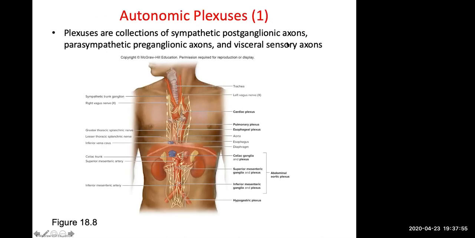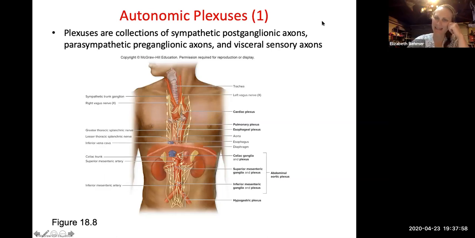Then we'll talk a little bit about autonomic plexuses. And a plexus is any collection of axons, whether they're sympathetic, parasympathetic, and visceral sensory axons. And these plexuses are located throughout the body. And again, it's just a collection of neuron axons. So just where you have a collection of nerves, basically. You have a cardiac plexus, a pulmonary plexus, and an esophageal plexus. And we're going to go over what would occur in sympathetic and parasympathetic activity to each of those plexuses.